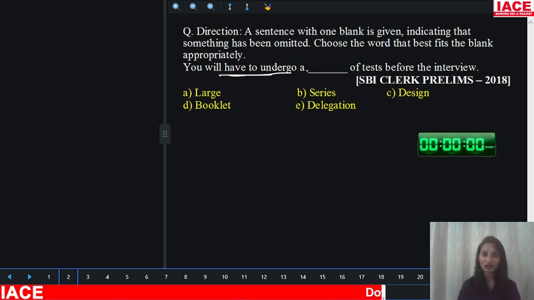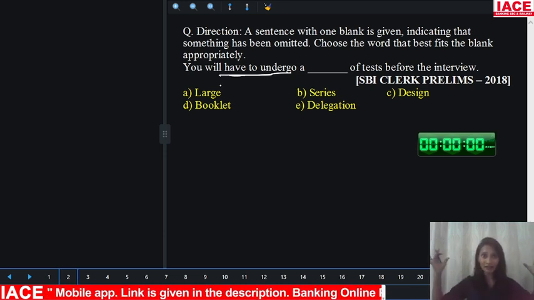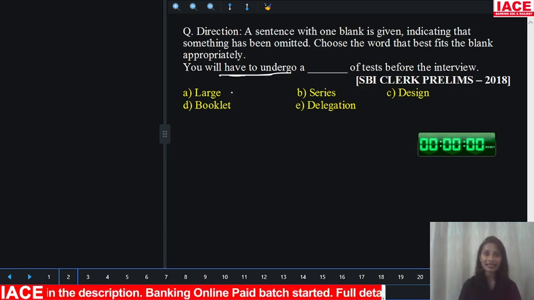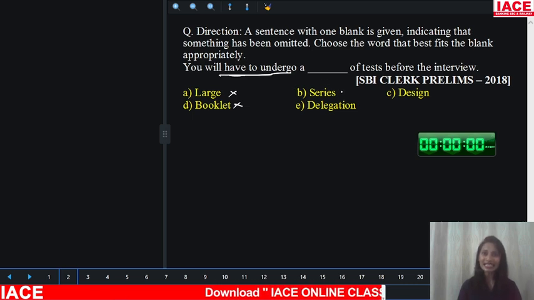So what you have to do? So dash of tests. We have to qualify those tests. So what of tests? Large of tests? We're not talking about the length or largeness, so it cannot be the answer. Eliminate. Booklet of tests. You know booklet, right? A book with some pages, booklet is a few pages. So that cannot be booklet of tests. It's not possible.